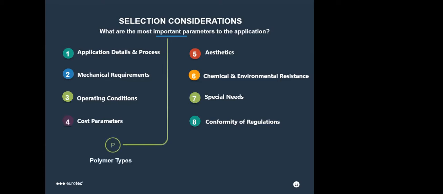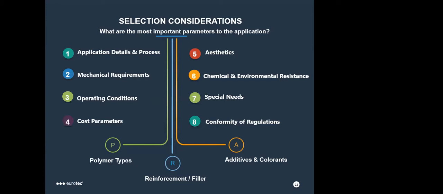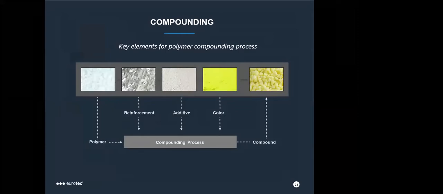Here, we will examine the selection parameters, as I mentioned now, for polymers, reinforcement and fillers, additives and colorants that are key elements for polymer compounding. Compounding consists of preparing plastic formulations by mixing or blending polymers, reinforcements and fillers, and additives in a molten state to achieve the desired characteristics. Plastic formulations include a suitable polymer with additives such as antioxidants, UV stabilizers, and other value-adding agents. And sometimes a reinforcement is added, such as glass fiber, in this process.